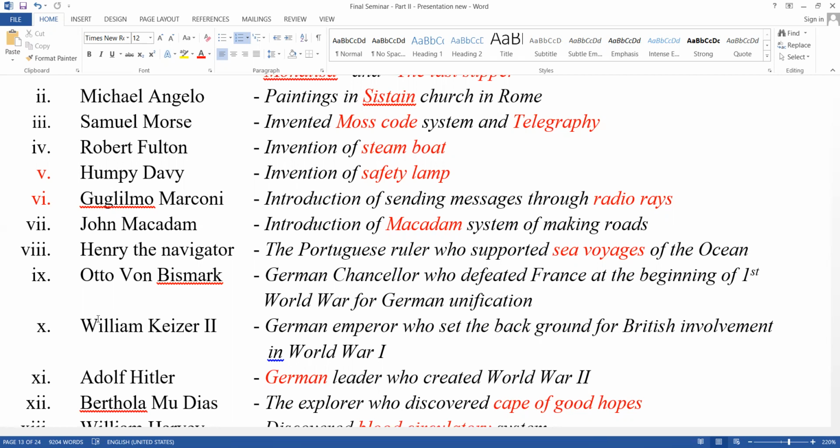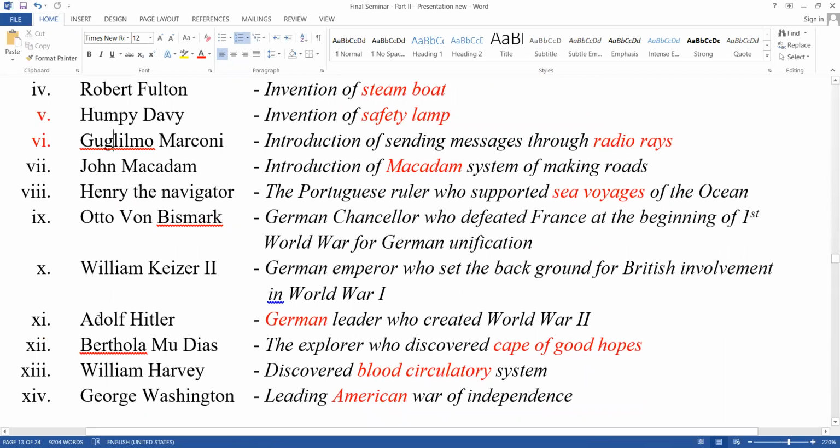He sailed along the western coast of the African continent and came to the southern tip of Africa. He named it the Cape of Storms because he could not cross it due to storms. Later, Henry the Navigator, the ruler of Portugal, renamed it the Cape of Good Hope. That's why Vasco da Gama crossed it and came to Calicut in India.